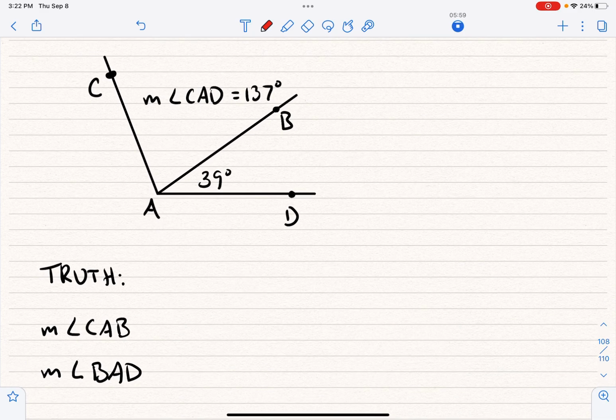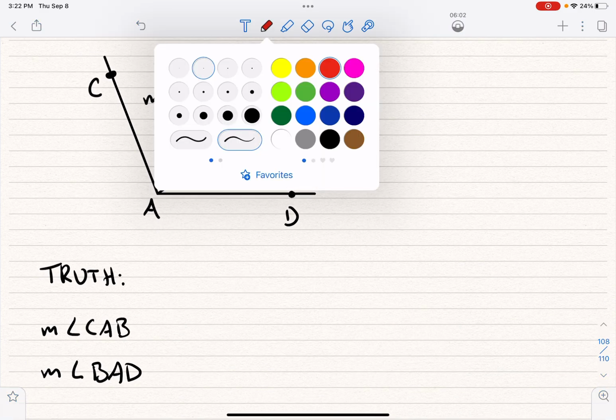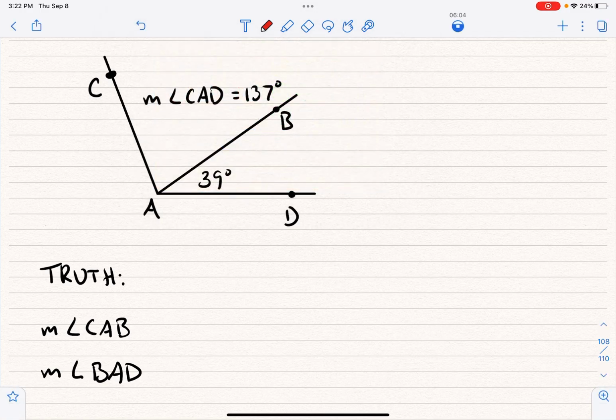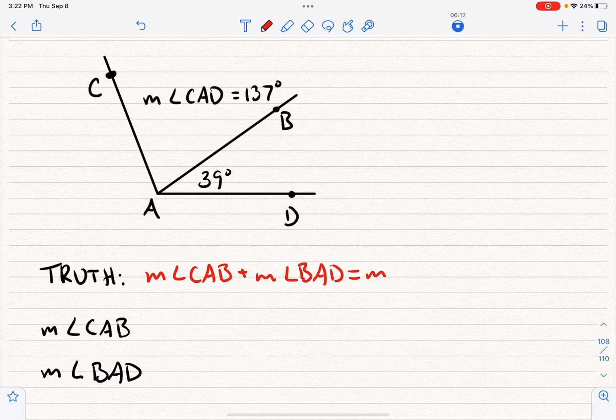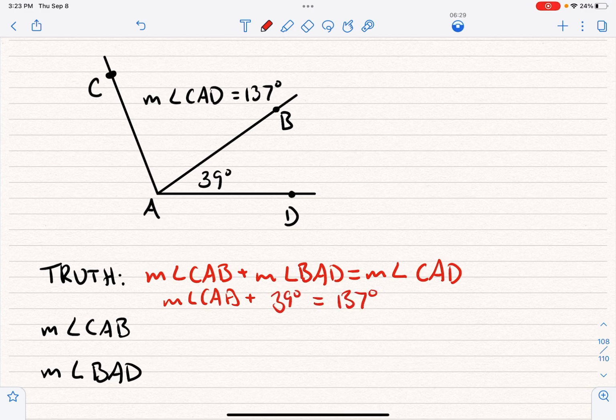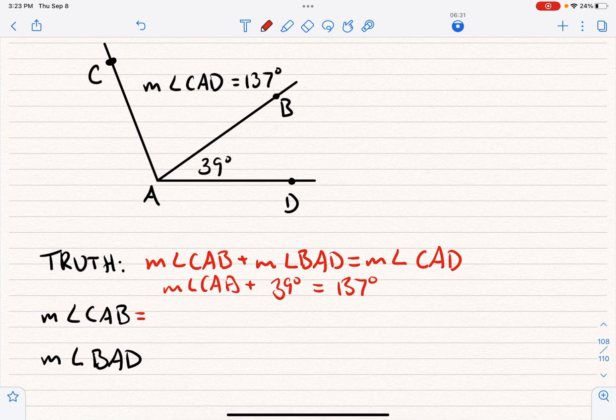The other kind of problem would be this, where it's not exactly 180 degrees. So we have to look at the truth and go, well, the truth would be that the measure of angle CAB plus the measure of angle BAD all would add up to the total, the measure of angle CAD. Again, substitute in what you know. I don't know what CAB is. I do know that BAD is 39 degrees, and I know that the whole thing is 137. If I subtract the 39, I get that the measure of angle CAB is equal to 98 degrees. Measure of angle BAD, that was given to us, 39 degrees.